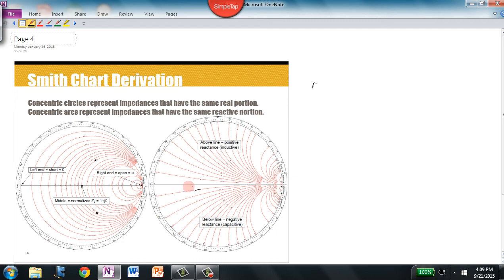But the overall pattern is that susceptance is going to increase the further away we get from the real line, and resistance is going to increase from 0 to infinity with a normalized resistance of 1 directly in the middle of the Smith chart. That pattern's always going to be the same. It doesn't matter what Smith chart you are using.